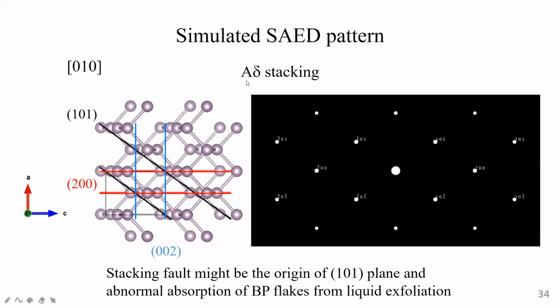But when we simulate the A delta stacking, the 101 plane could be observed, since there's no such plane length located between the 101 plane. So we think the stacking fault might be the origin of the 101 plane, and also explain the abnormal absorption of black phosphorus from liquid exfoliation, because the stacking fault increased the band gap and also changed the direct band gap into indirect.